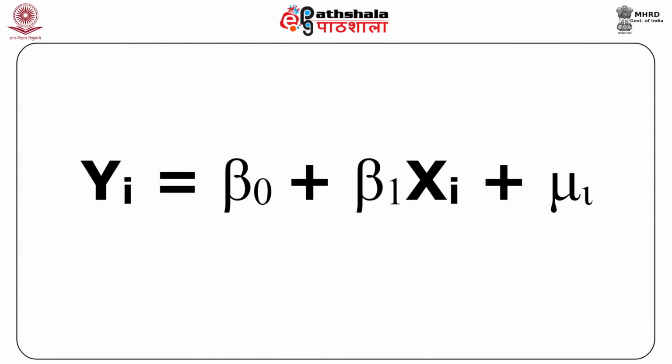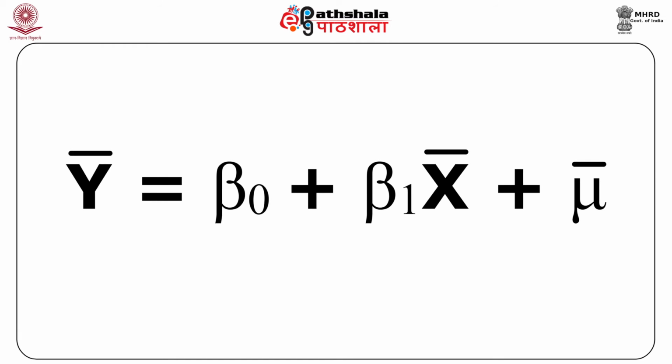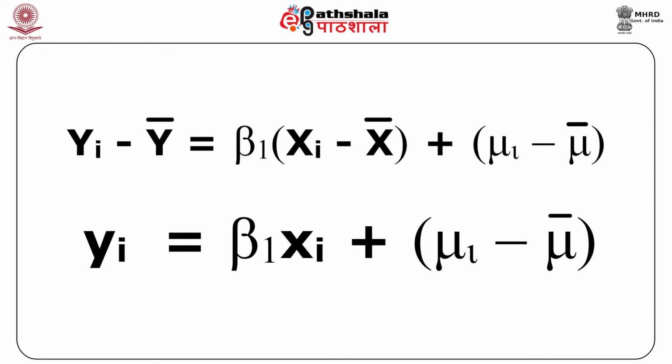In order to understand this, we first need to find out what is the value of the OLS estimator of variance. Going back to our PRF, yi is equal to beta naught plus beta 1 xi plus mu i. Y bar is equal to beta naught plus beta 1 x bar plus mu bar. Subtracting the two equations, we get yi minus y bar is equal to beta 1 into xi minus x bar plus mu i minus mu bar. Yi in small terms is equal to beta 1 xi plus mu i minus mu bar.